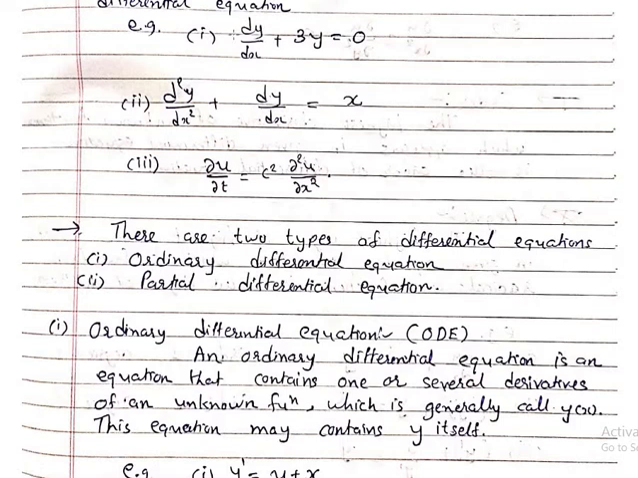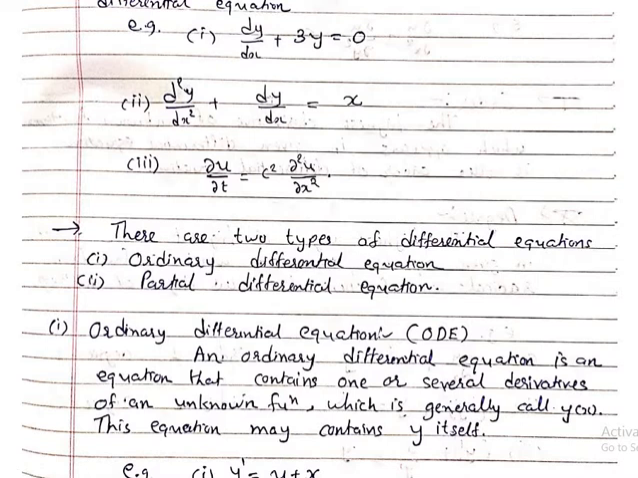Now see, here you have derivatives in a given differential equation. That's why it is a differential equation. Equation is not necessary in this form. It may happen that you have given dy plus 3y dx is equal to 0. Then also it is called a differential equation.